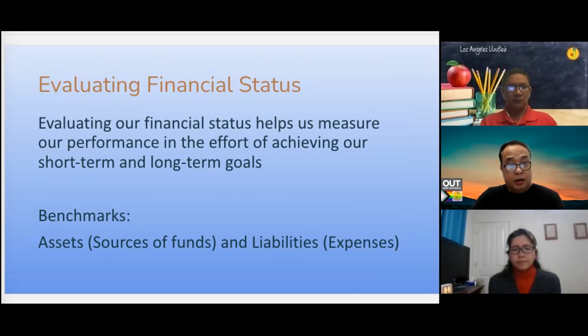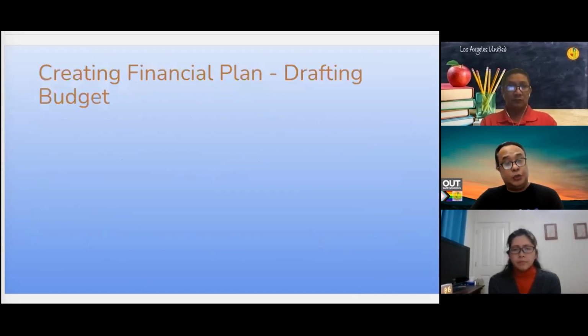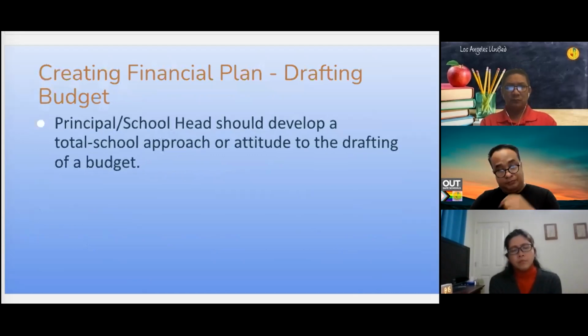Moving on, we'll now go to creating the financial plan. This is pretty much the drafting of the budget. The principal or the school head should develop a total school approach or attitude to the drafting of the budget. What do we mean by this? This planning of school finances usually begins, again, with the drafting of the budget, meaning everyone who is involved in implementing the budget should also be involved in drawing it up.